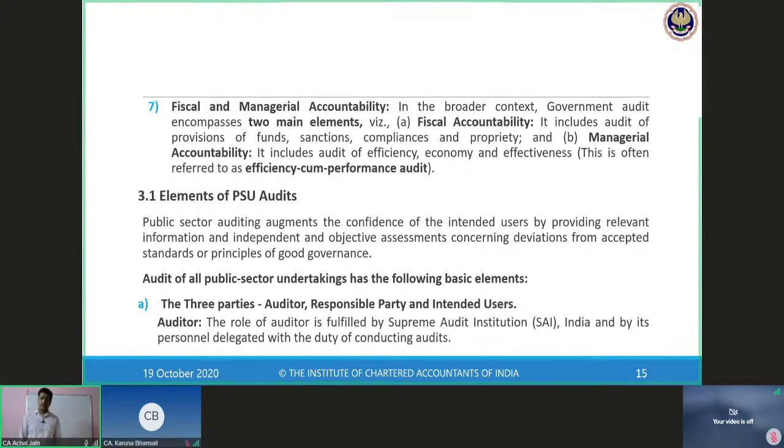Three parties, first of all, are involved. First, of course, is the auditor. The role of auditor is fulfilled by the Supreme Audit Institution of India and by its personnel delegated with the duty of conducting audit. So this is the first party.